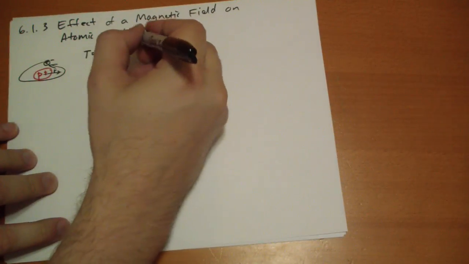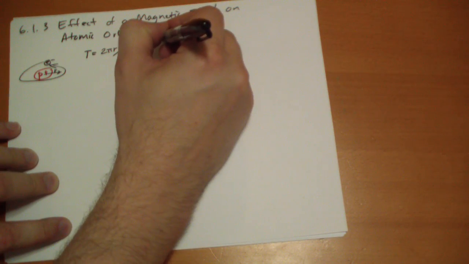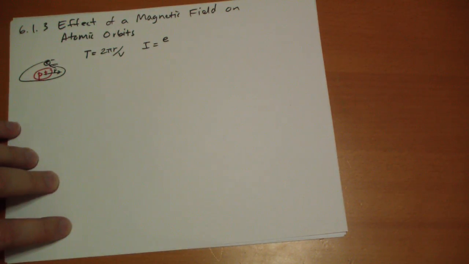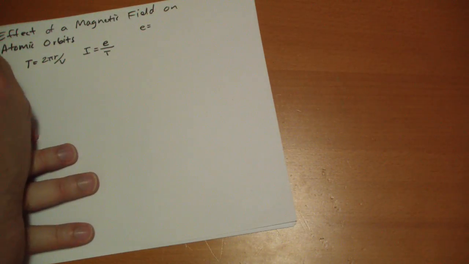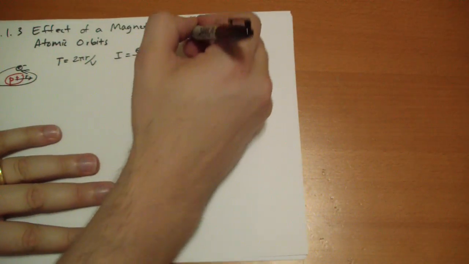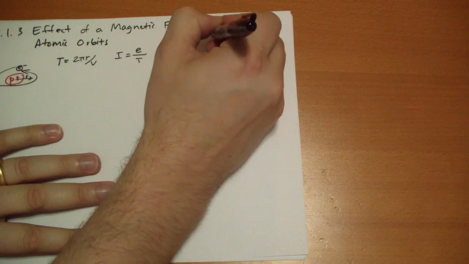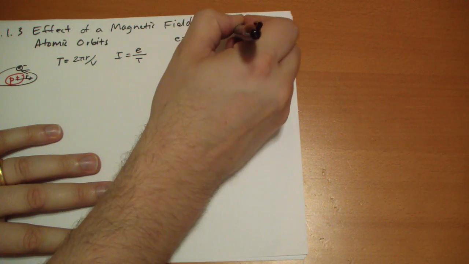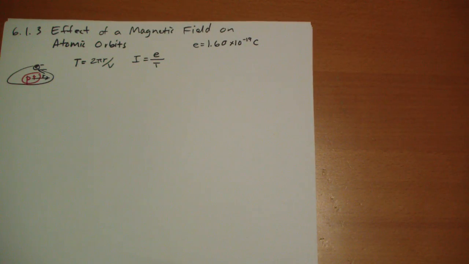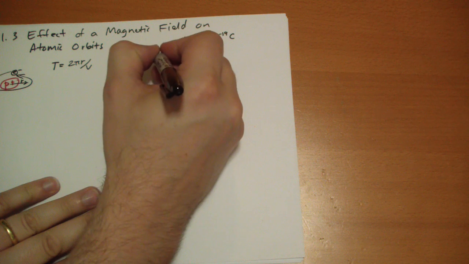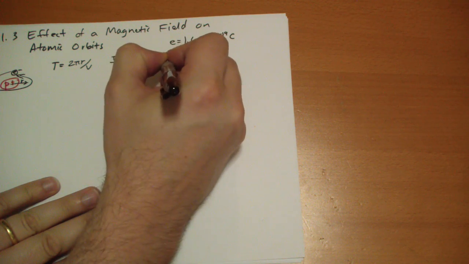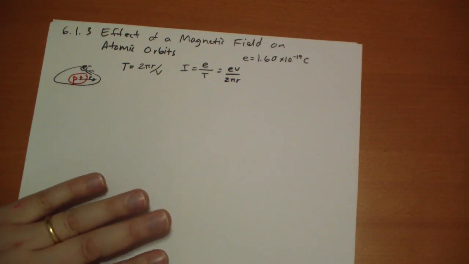The current is equal to the electron charge e divided by the period, how long it takes to make one loop. The electron charge, just for reference, is 1.60 times 10 to the negative 19 coulombs. So it's a very tiny charge. Then you substitute in 2 pi r over v for T, and you get ev over 2 pi r for the current. So that's the current.